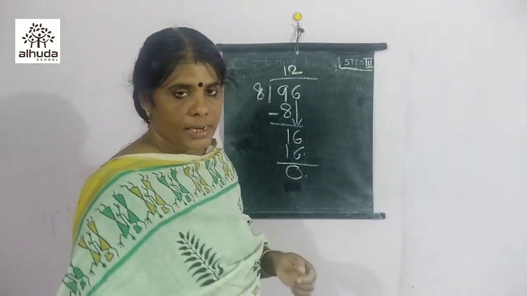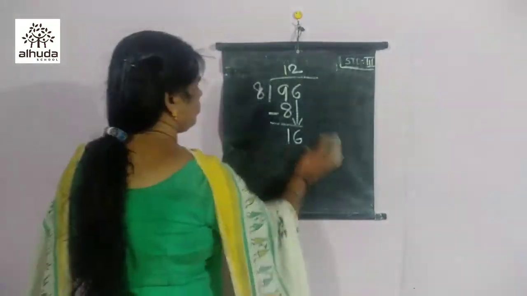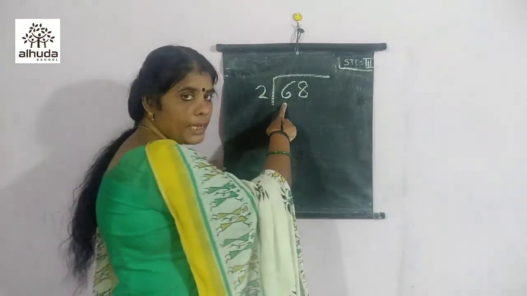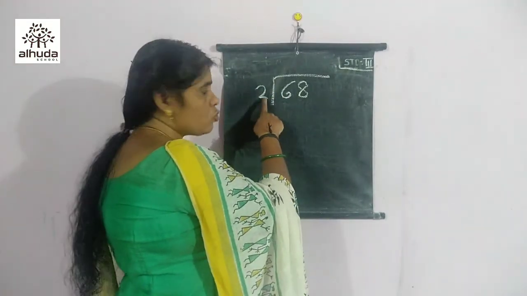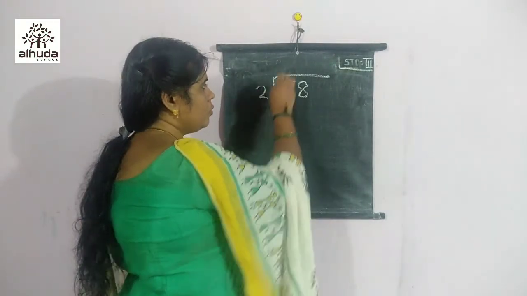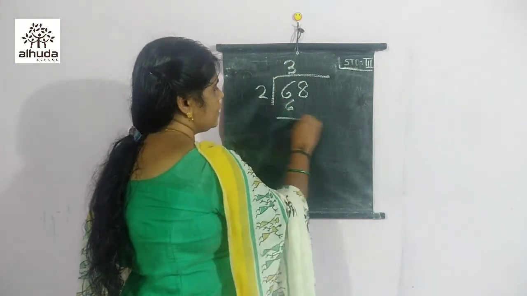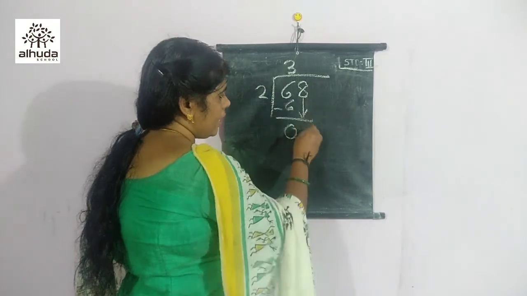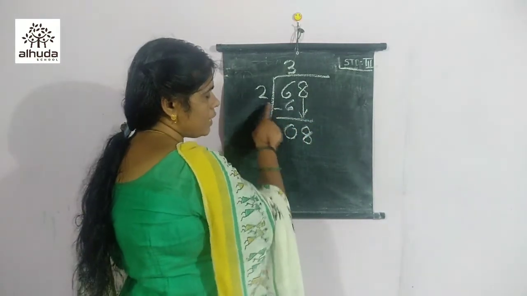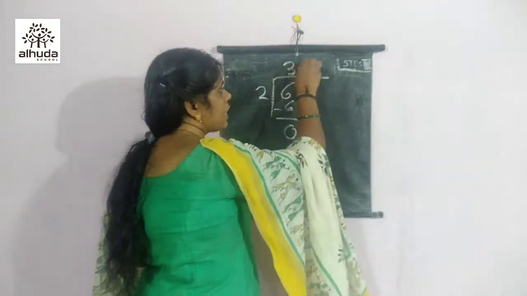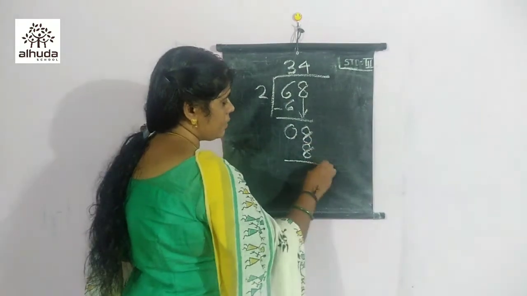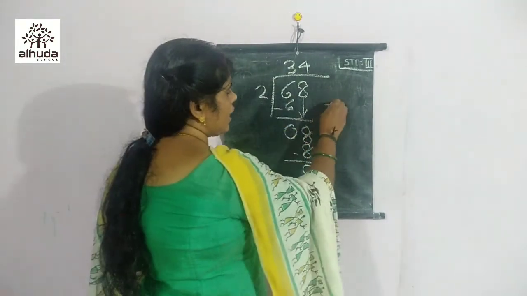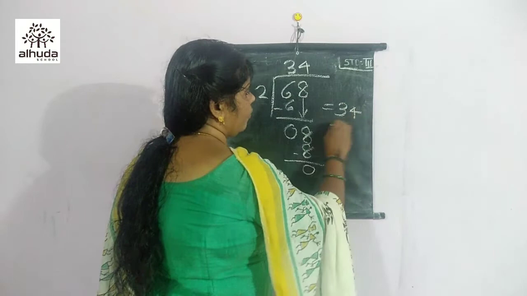Okay. Another example. 6 we are taking. 6 divided by 2. That's 2 table recite. 2 ones are 2. 2 threes are 6. Subtract and write 0. 8 right here. In the 2 table, 8 came as 2 fours are 8. Subtract, it is 0. So our answer is 34.